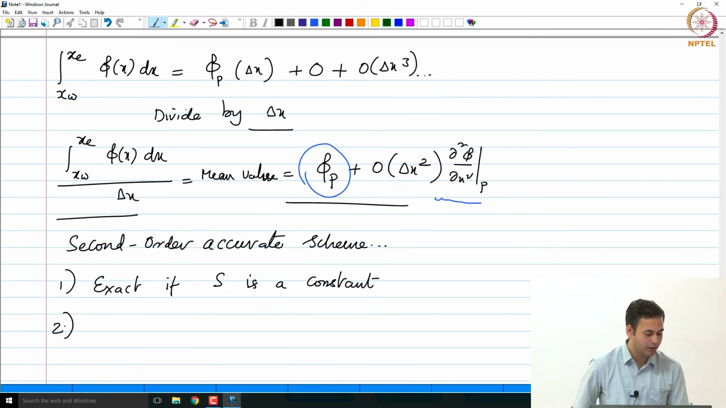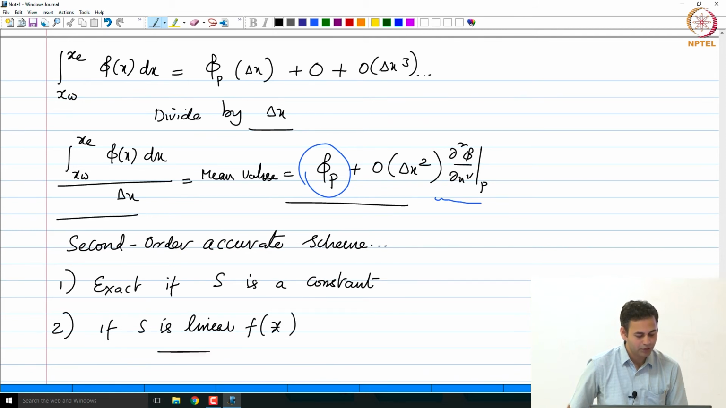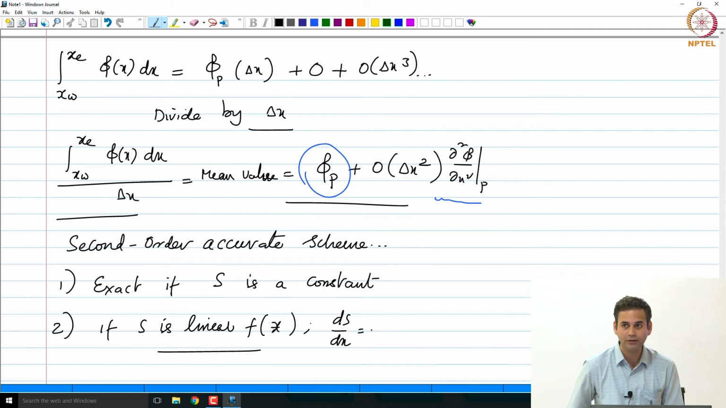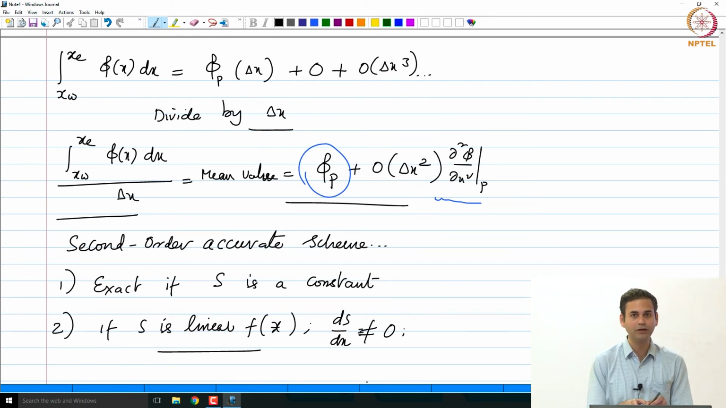What about if the source S is a linear function of x? If it is a linear function of x, you will have dS/dx non-zero. But what about the higher derivatives of the source term? Zeros. But do you have a linear term coming into play here? No. So even if you have a linear variation for S in x, this approximation is exact. But if you start having a second order representation for your source terms, then this representation is not exact.